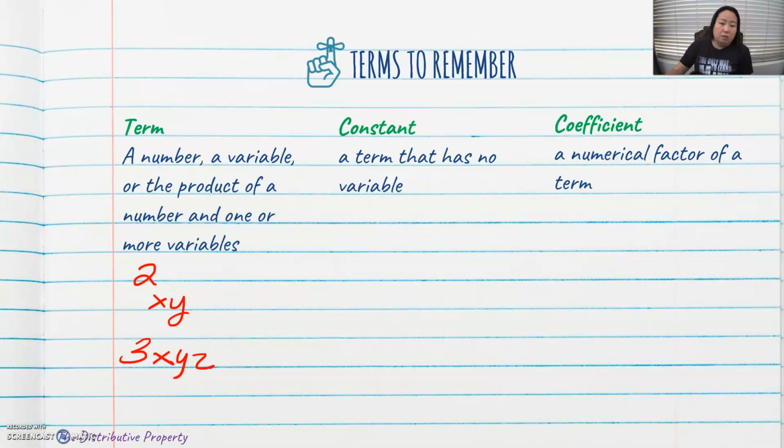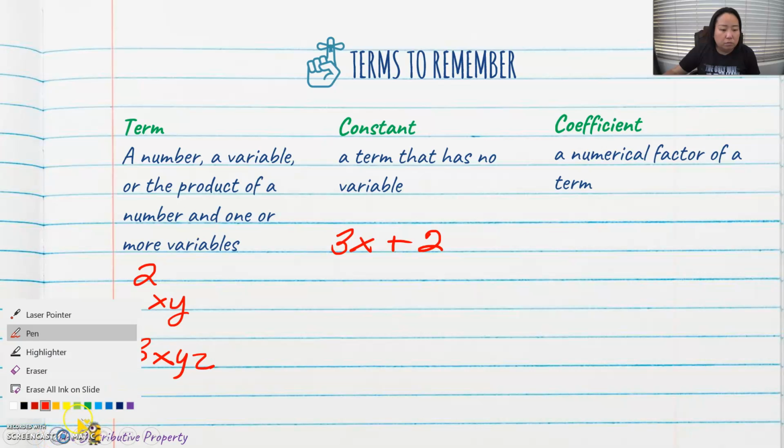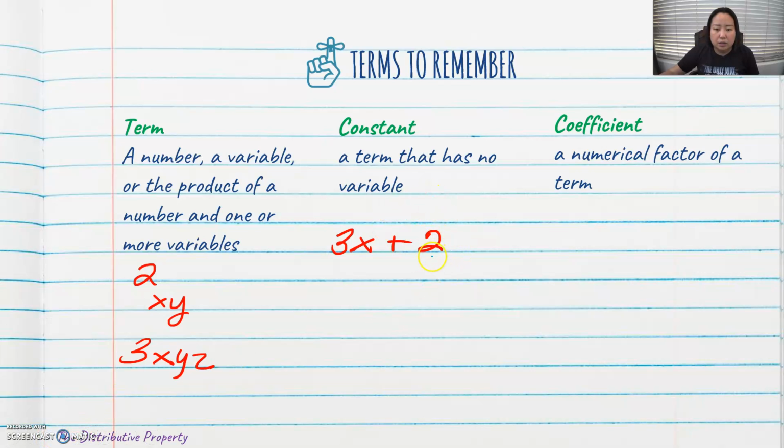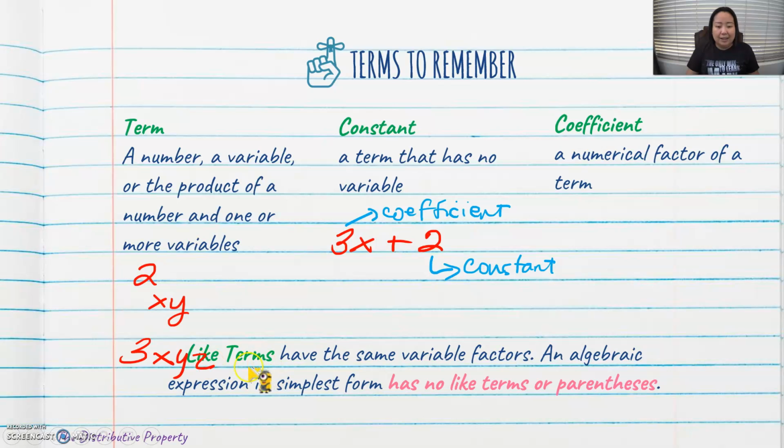Let me just highlight the difference here. When you have, for example, 3x plus 2, the number 2 is what we call a constant because it doesn't have any variable on it. This is the constant. And the number that is attached to a variable is our coefficient. So they are both numbers. It's just that, are they attached to a variable or not? That's their main difference.